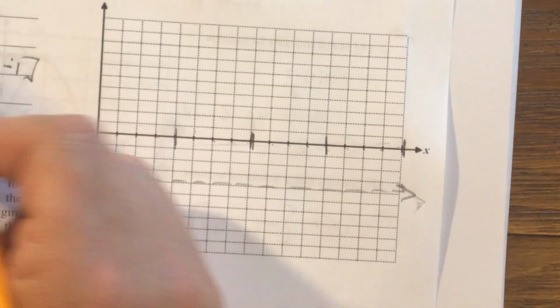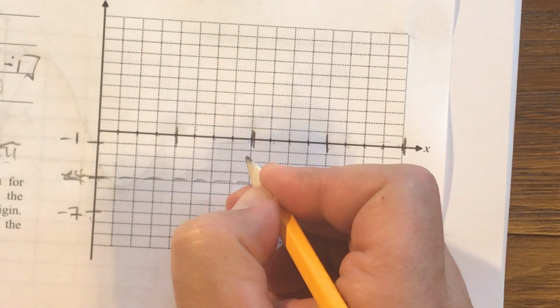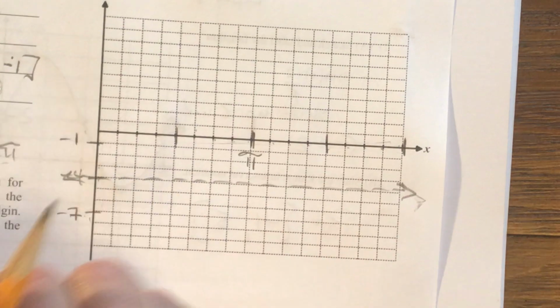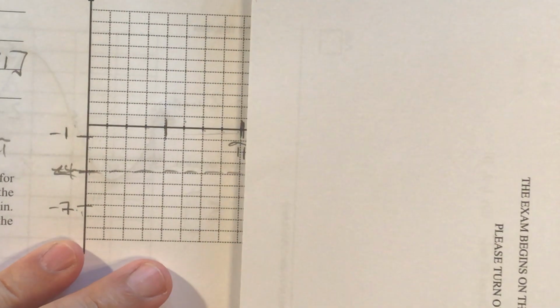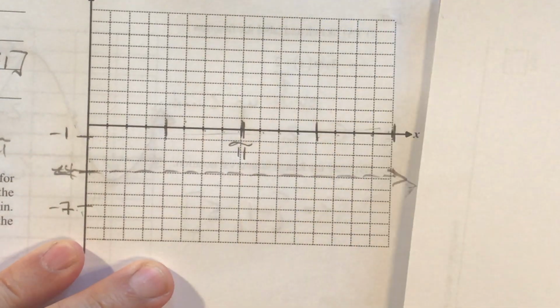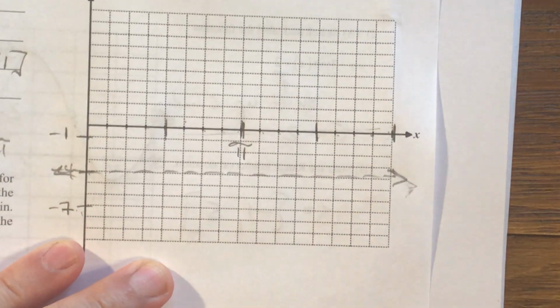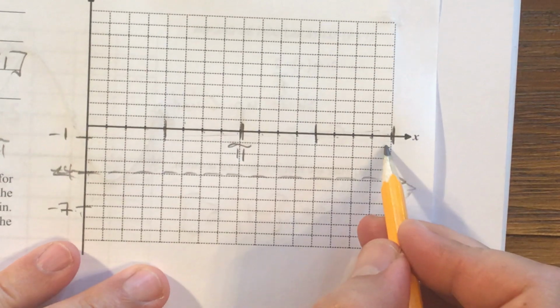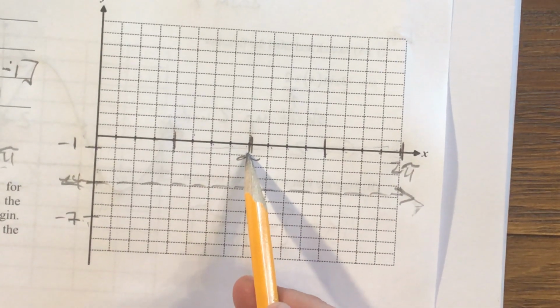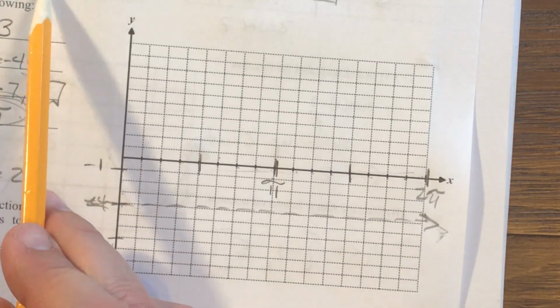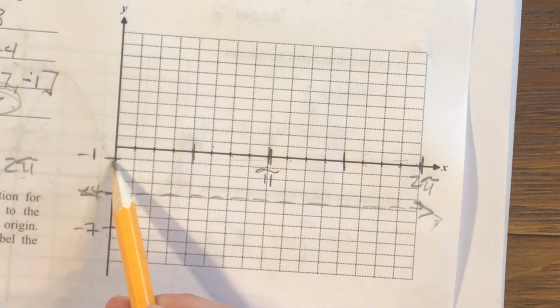I want to go, has something to do with this, pi. Where's that going to go? Right there. Now, why? Why there? Because I want to draw one full wave, and then I want to draw another wave. I need 2 waves. So I'm going to draw a wave, and then I'm going to repeat it and get to 2 pi.